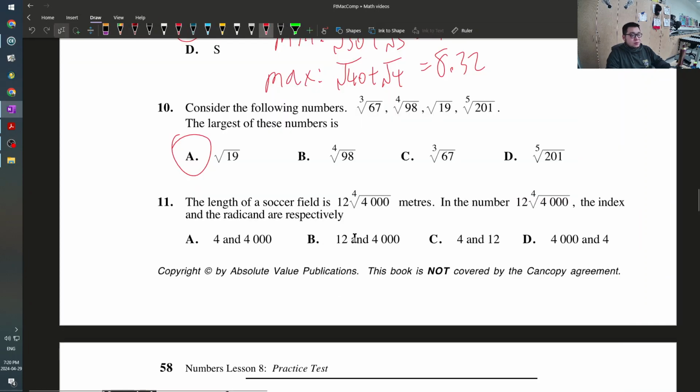Again, comparing these four numbers right here, 4.35, 4.36. Okay, the length of a soccer field is this many meters. What is my index? The index is the smaller number, so it's 4. And the radicand is the number on the inside, so 4,000. So 4 and 4,000. 11 is A.